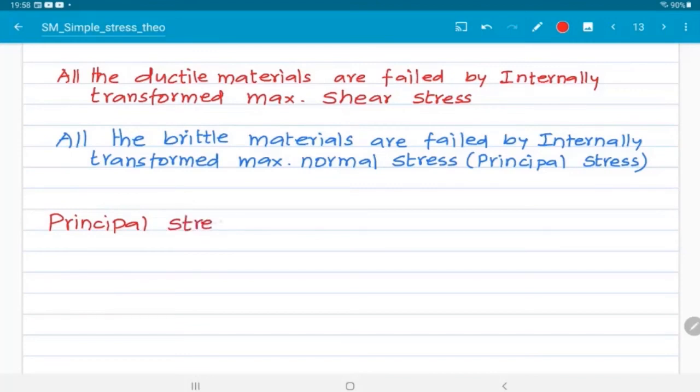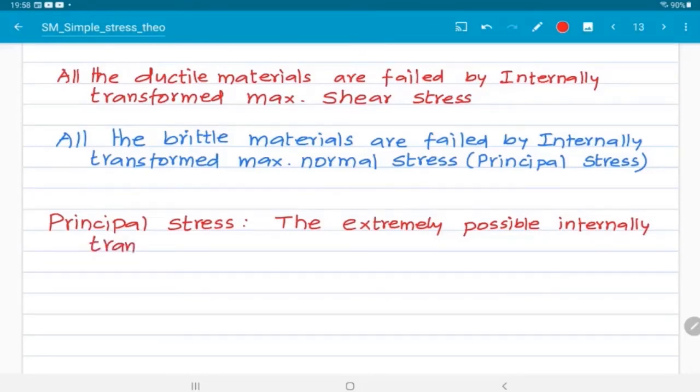So already you told, right? Internally transformed, right? So the max extremely possible internally transformed normal stress.